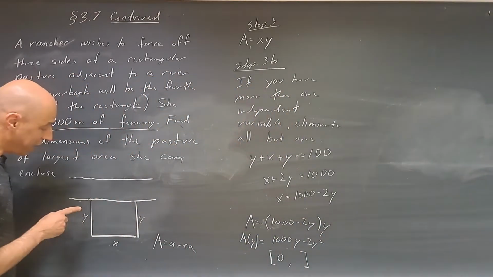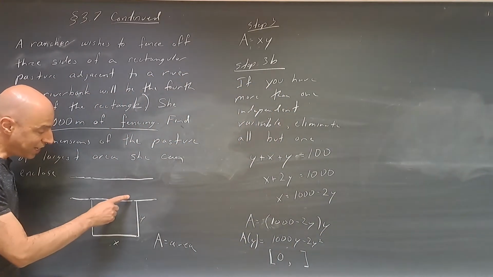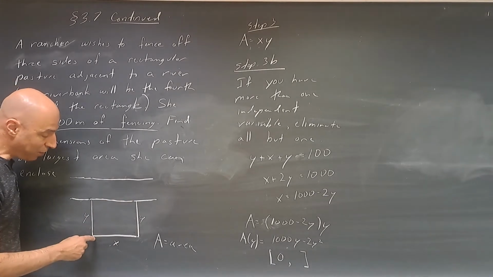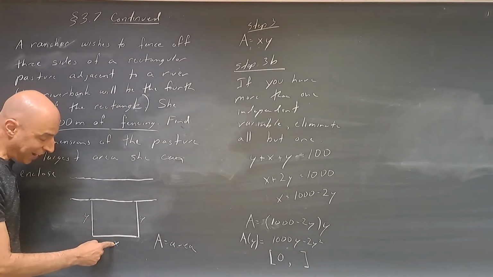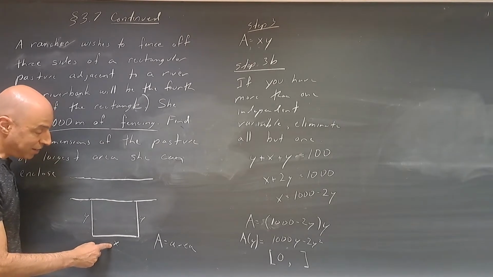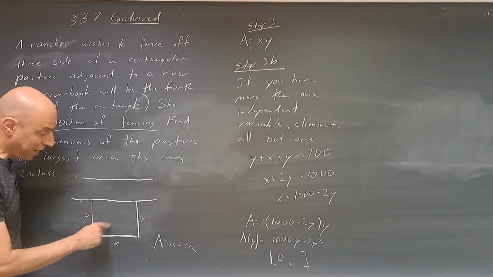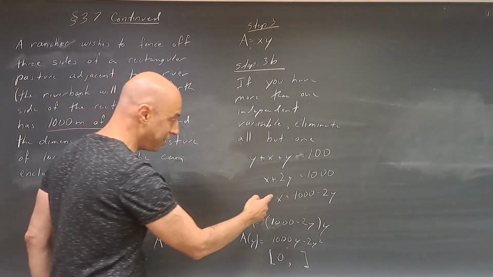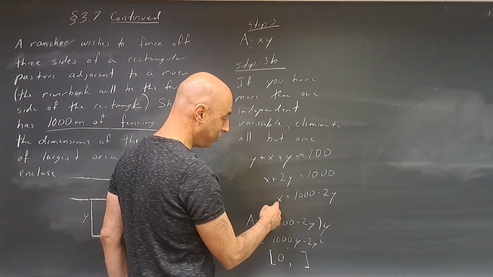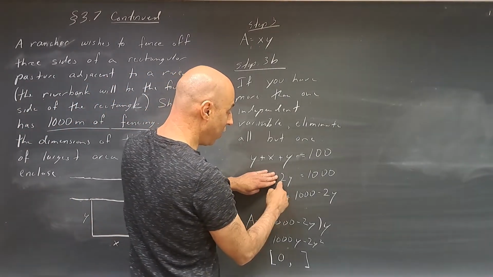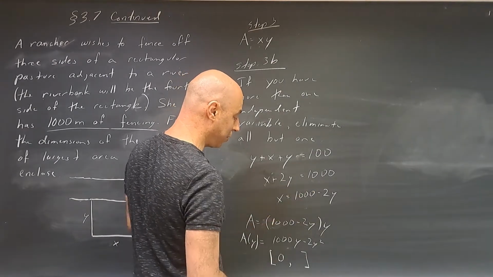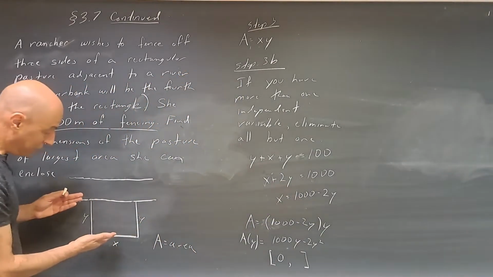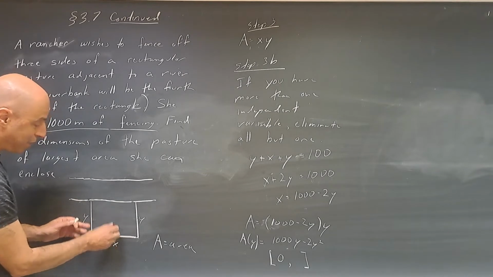What's the biggest y can be? Notice there are two sides of length y. The bigger y gets, the smaller x gets. If x goes all the way down to 0, then y is going to be 500. One way you can see that is if you set x equals 0 up here, then 2y is equal to 1,000, y is equal to 500. Or you can just look at your picture. The smaller x gets, the bigger y gets.